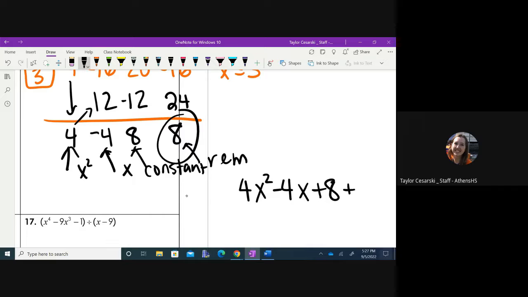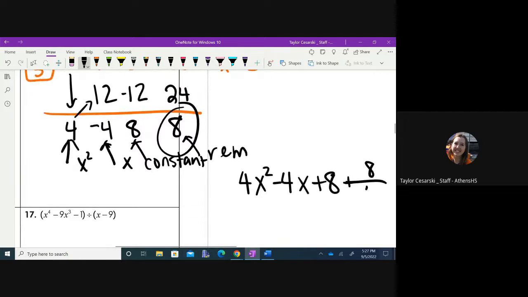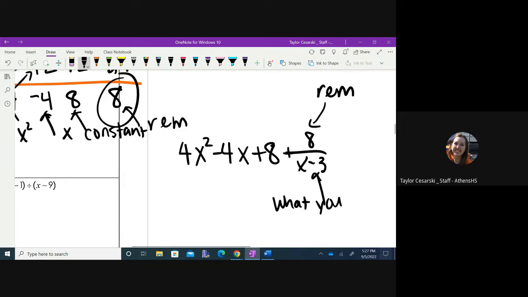I'm going to take 8 over whatever you divided by. So that's x minus 3. So this last part here, how to write your remainder, it's the remainder over what you divided by.